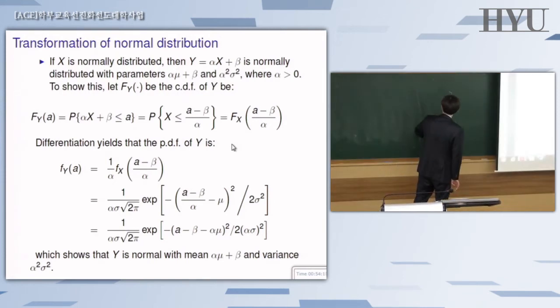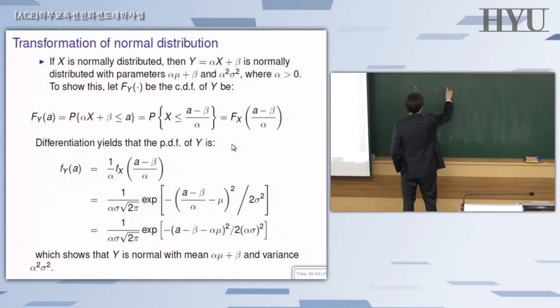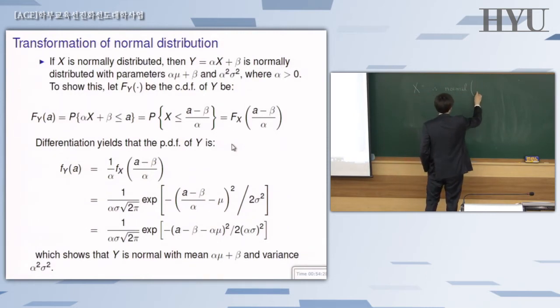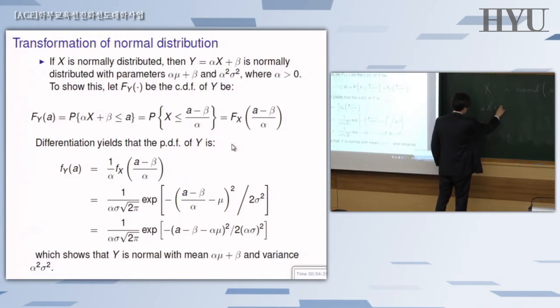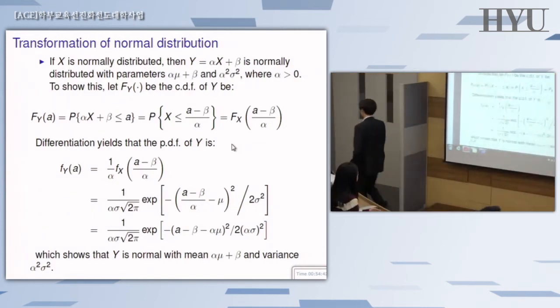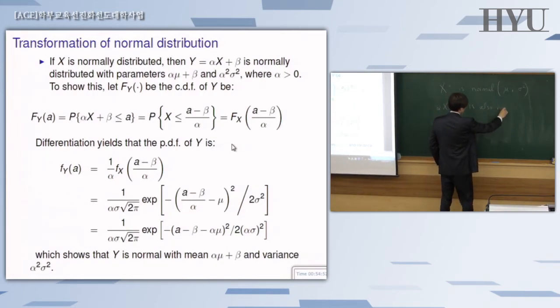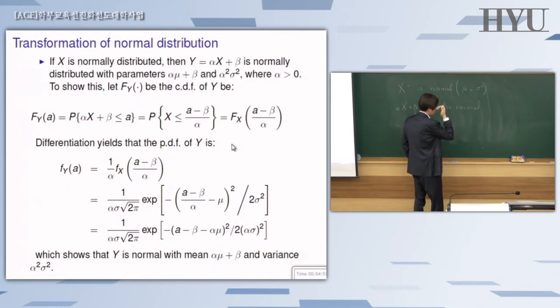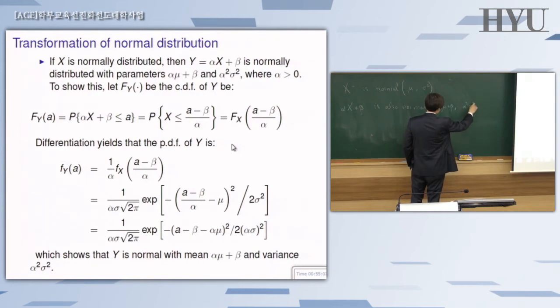So the whole result is basically telling us nothing but this. X is normal with mean mu and variance sigma squared. If you transform this x using some kind of linear transformation, which is alpha times x plus beta, this linear transformation again is normal distribution. So normality is preserved under the linear transformation, but there's a slight change in the mean and variance. Mean is going to be alpha times mu plus beta, and again the variance is going to change, which is alpha squared sigma squared.